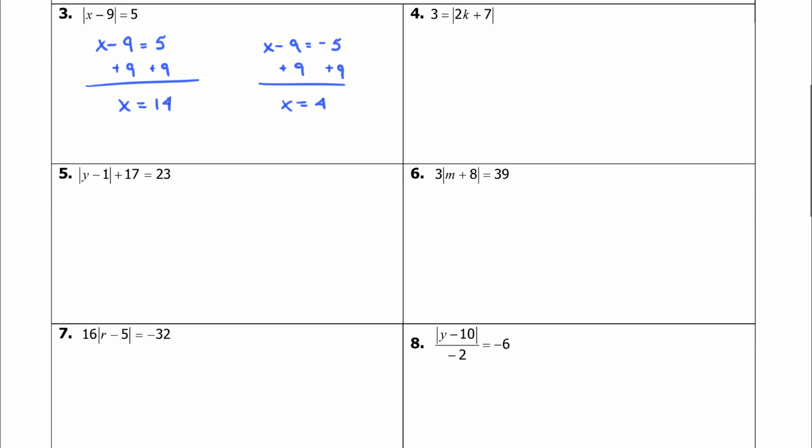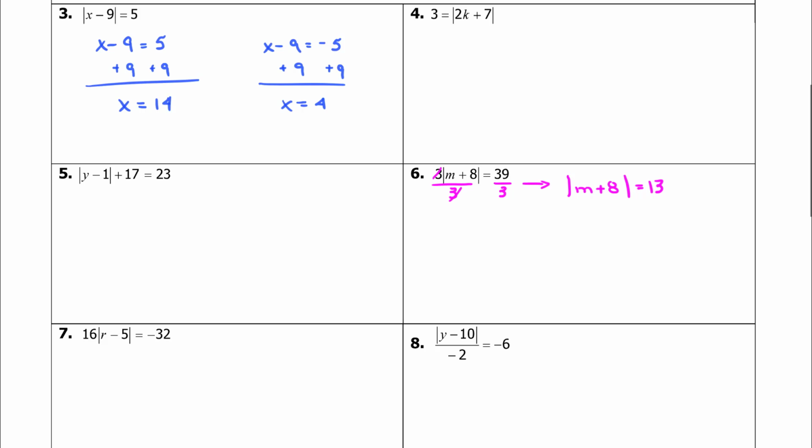Number 6 is an example where the absolute value is not by itself yet, but we can manipulate the equation to get it to that point. So I have this 3 in front of the absolute value. So I'm going to divide everything by 3. And what that gives me is the absolute value of m plus 8 equals 13. These 3's cancel. 39 over 3 is 13.